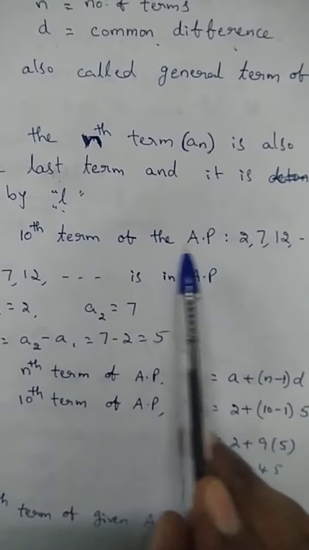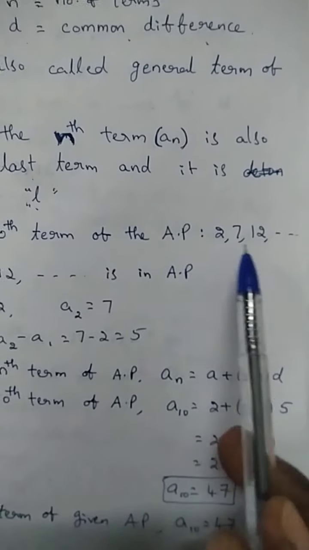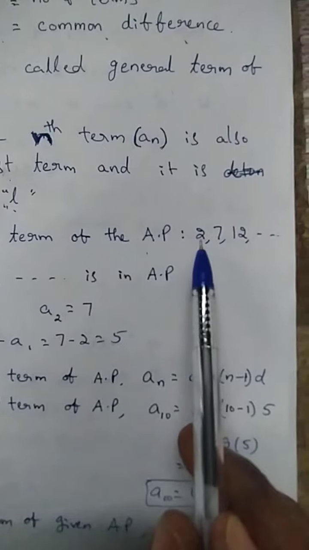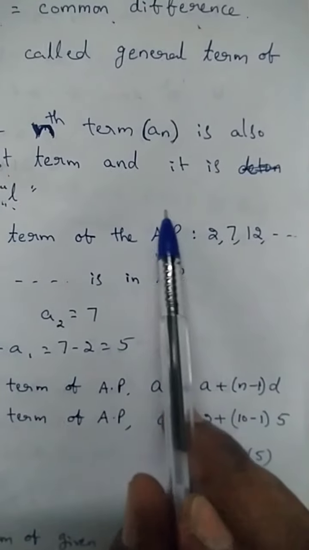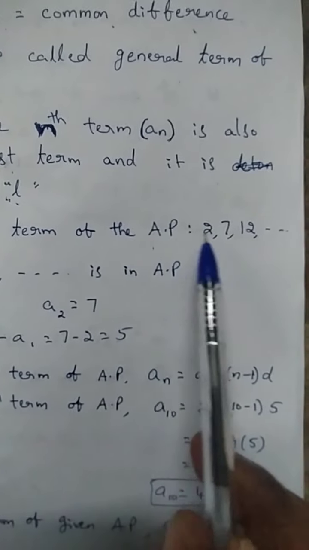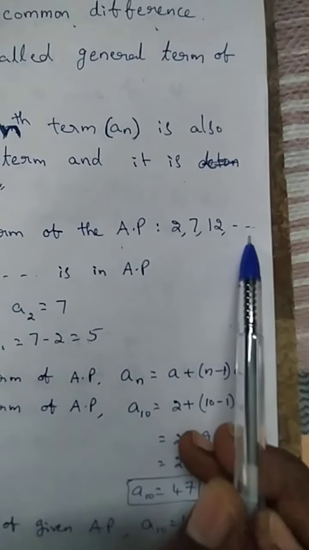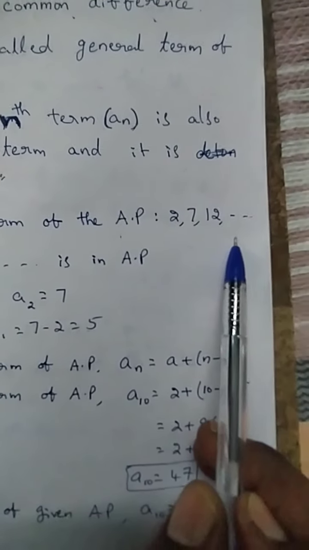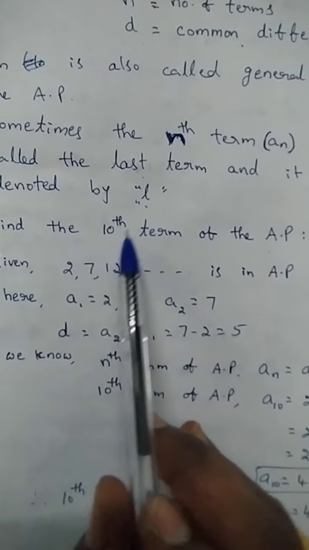The meaning is that the given list of numbers is already in AP, which is mentioned in our problem. So there is no need to show that this list of numbers is in AP. The numbers in that AP are 2, 7, 12 and so on. In this arithmetic progression we'll find the 10th term.